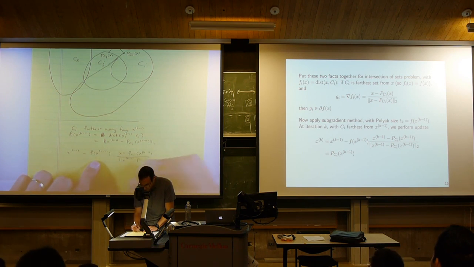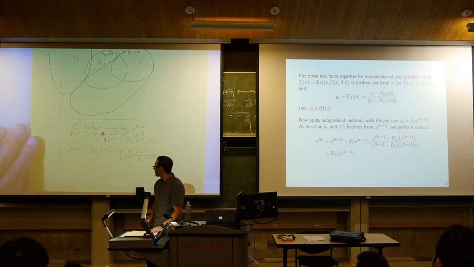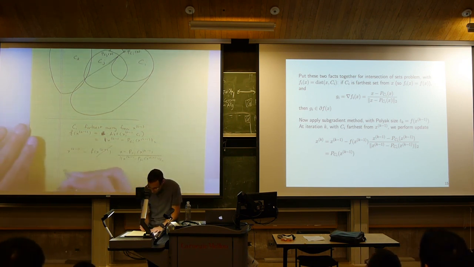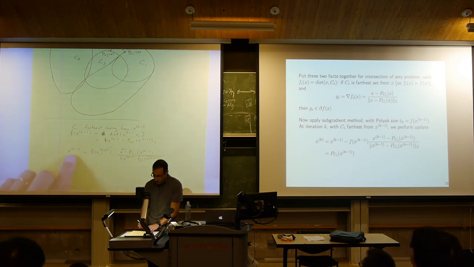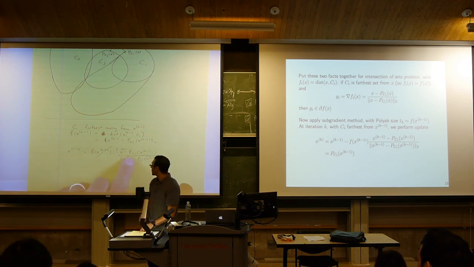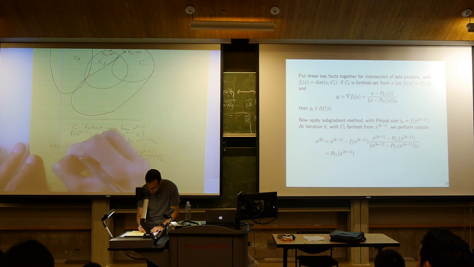And you can see what happens is these things cancel, right? These are the same. So the subgradient update is nothing more than just x_{k-1} minus the quantity x_{k-1} minus its projection onto the set Ci. So it just becomes the projection of x_{k-1} onto the set Ci. So this is the subgradient update.